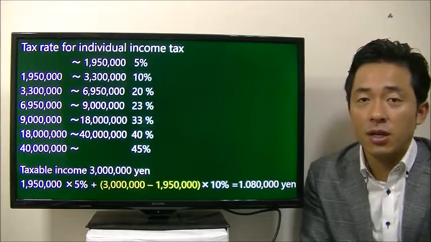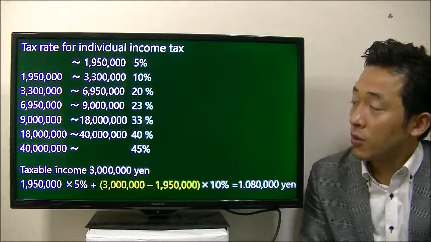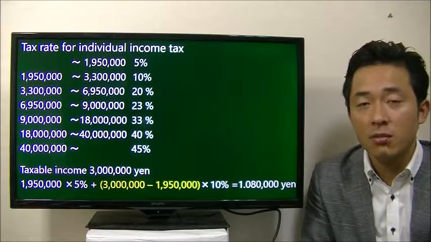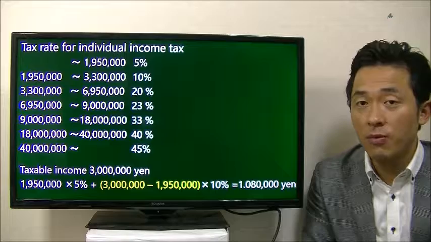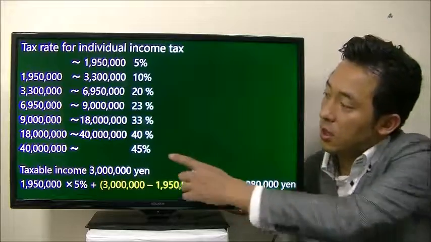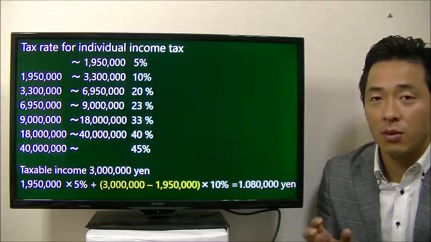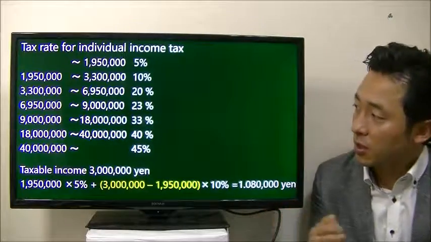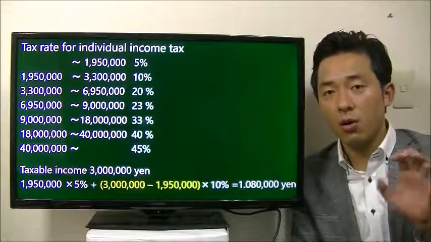So before getting to the detail, I need to explain the tax rate for individual income tax. It is a progressive income tax rate. At first, if your income is less than 1.95 million Japanese yen, your tax rate will be 5%, and it gradually increases, and the maximum tax rate is 45%. The important thing is, for example, if you earn 10 million Japanese yen, it's not like 33% will be applied to all your income.